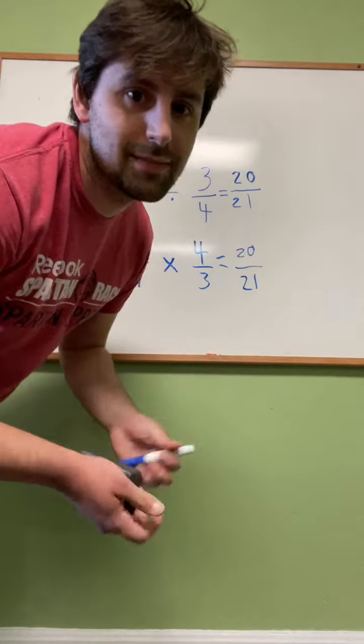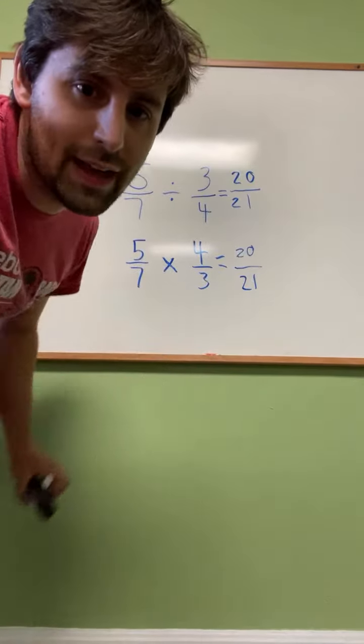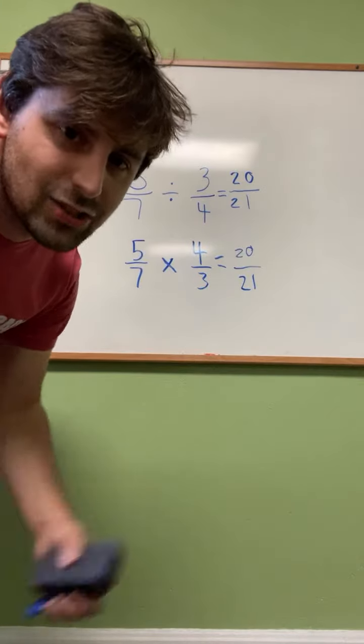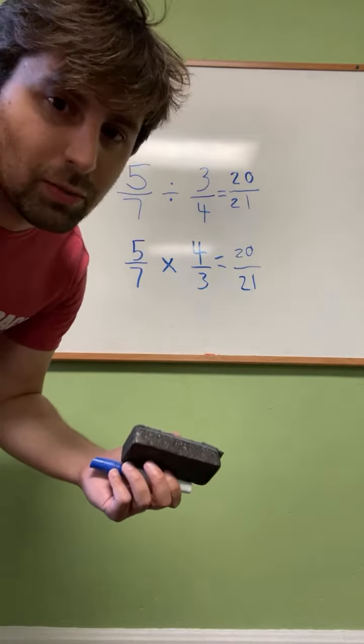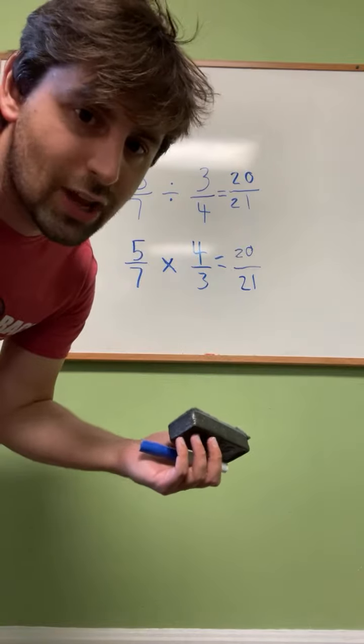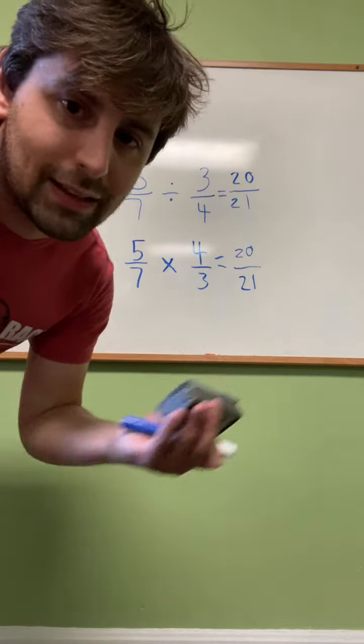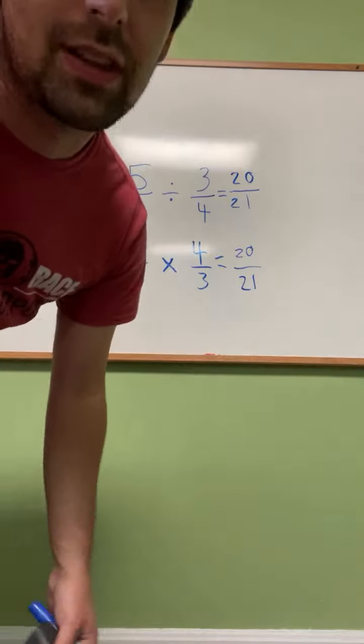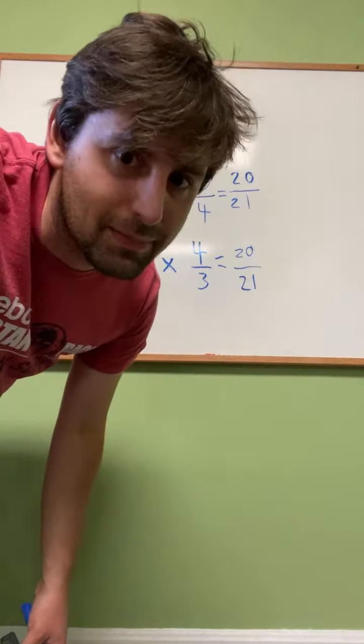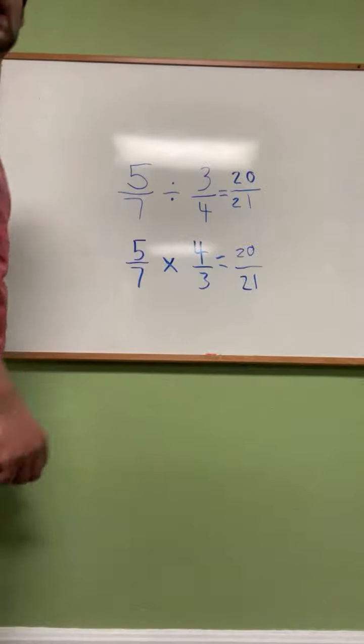Now, notice with dividing fractions, all dividing fractions is changing the problem to a multiplying. You're just changing the number sentence to a multiplying fractions problem and multiplying like you would for multiplying fractions. It's really just multiplying fractions with an extra step. That's all it is. All right.